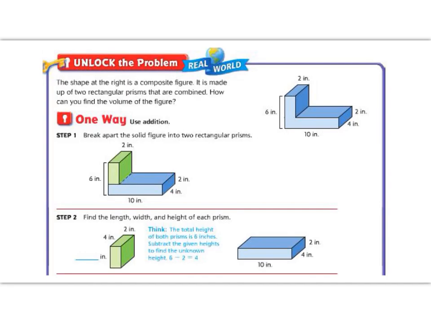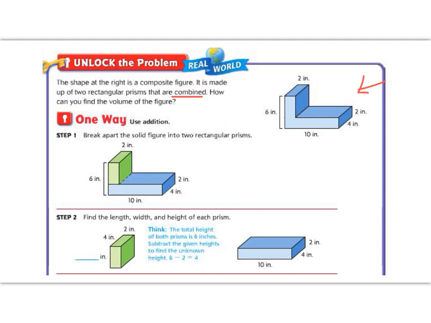All right, fifth graders, today's lesson is going to have us looking at shapes like this here on the right that has not only one rectangular prism, but two. Let's read the Unlock the Problem and begin this lesson. It says, the shape at the right is a composite figure. It is made up of two rectangular prisms that are combined. How can you find the volume of the figure?